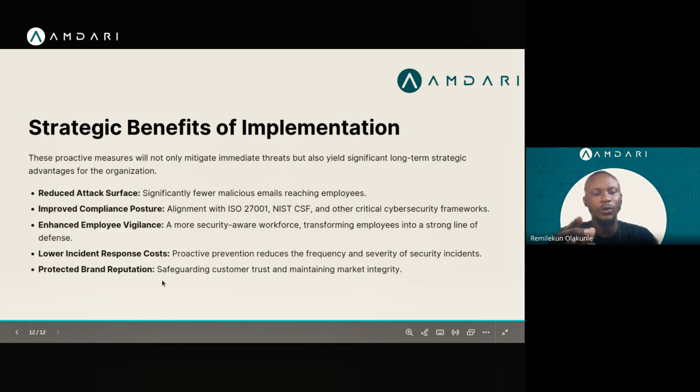Implementing these measures we've mentioned so far will definitely deliver long-term advantages, and the benefits include a reduced attack surface. You see, having facilities to block out phishing emails before they get into our network, before they get into our system, will result in fewer malicious emails reaching the inboxes, which will reduce the number of people that will get access to phishing emails.